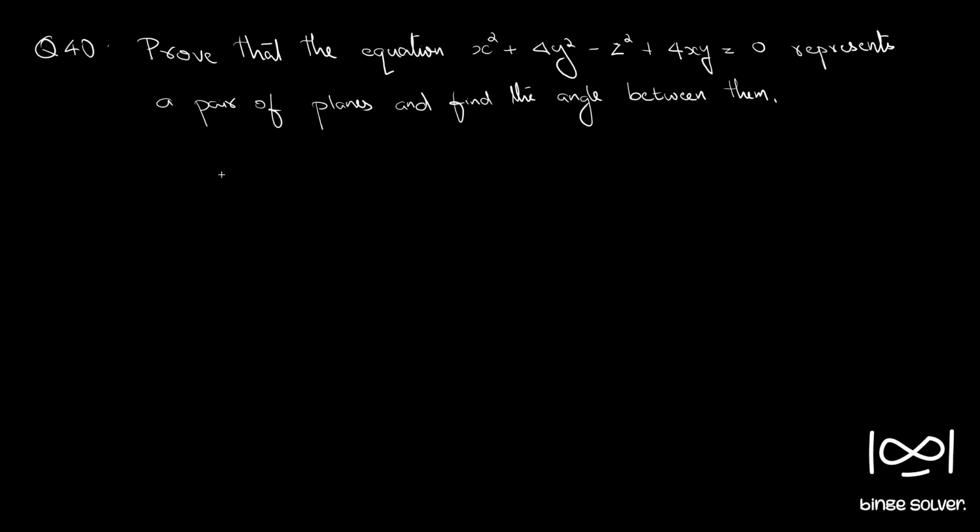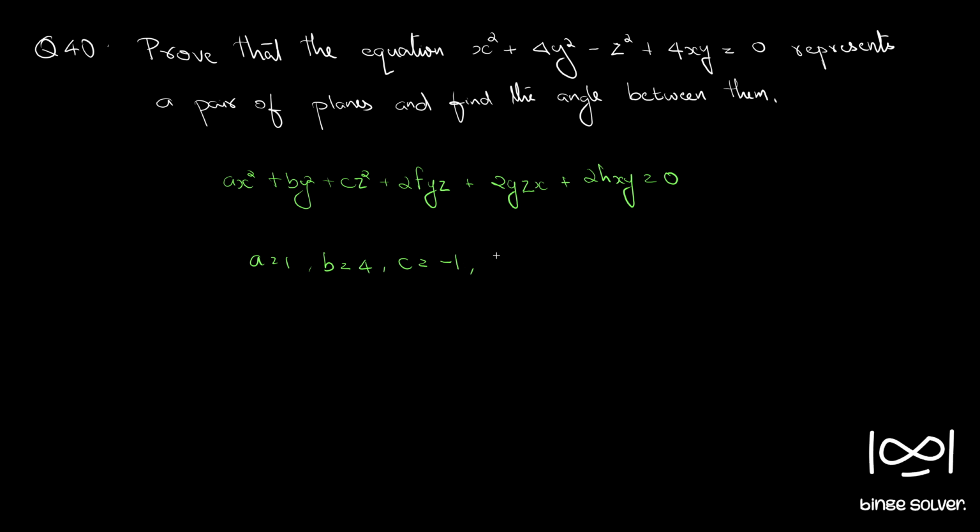We have a homogeneous equation in the form ax square plus by square plus cz square plus 2fyz plus 2gzx plus 2hxy. This is the general form of a homogeneous equation. Here a is equal to 1, b equal to 4, c equal to minus 1, f is equal to 0, g is equal to 0, h is 4 by 2 or 2.